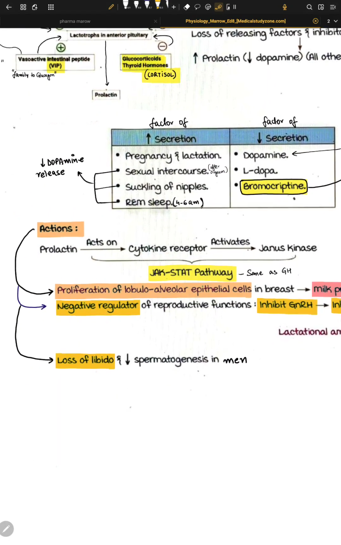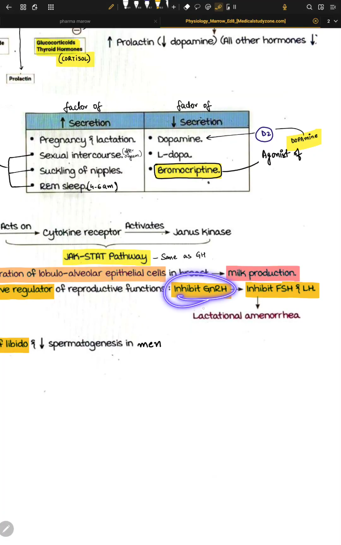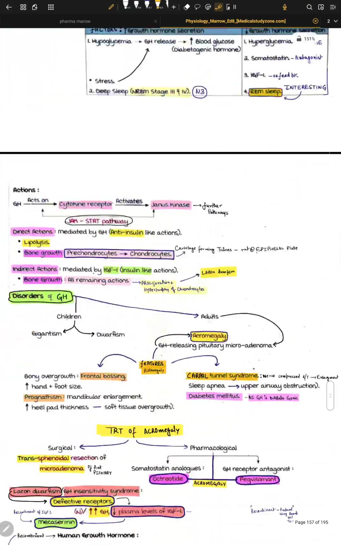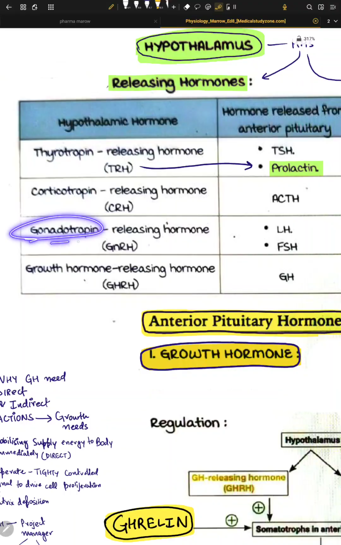So if you have a lot of prolactin in your body, it works as a negative regulator for reproductive health. That is, it inhibits GnRH. You know this by lactation amenorrhea. They inhibit GnRH. We know that GnRH, what is GnRH? GnRH is gonadotropin releasing hormone. It releases LH and FSH.